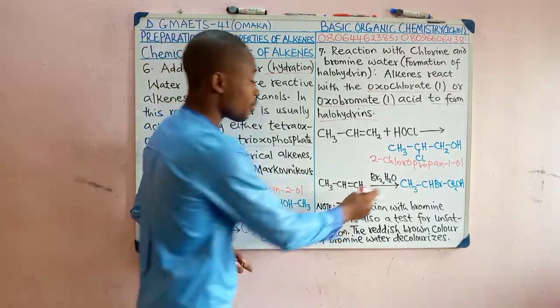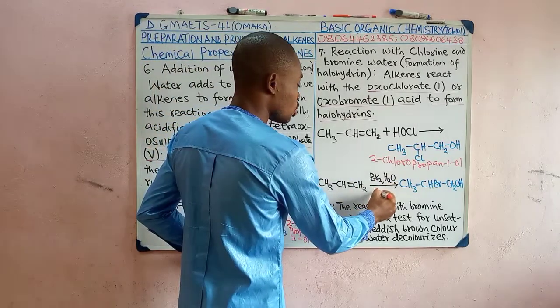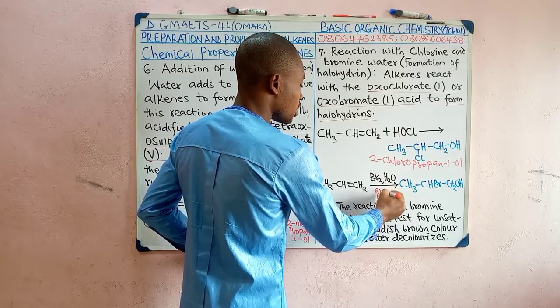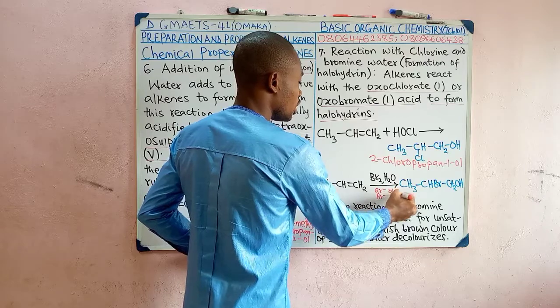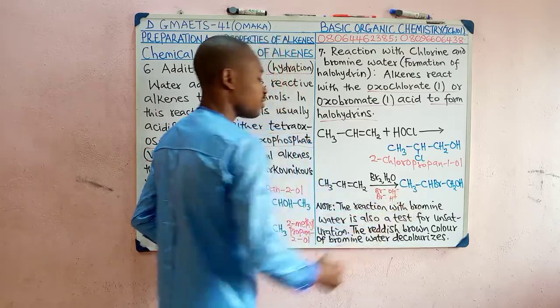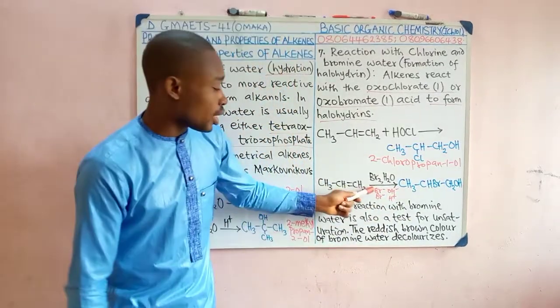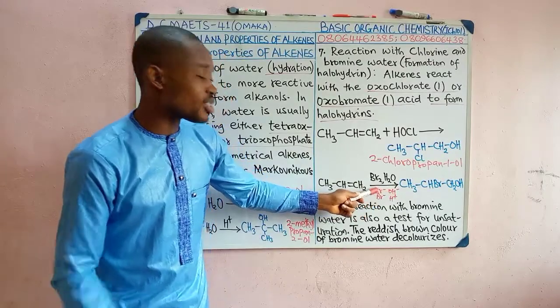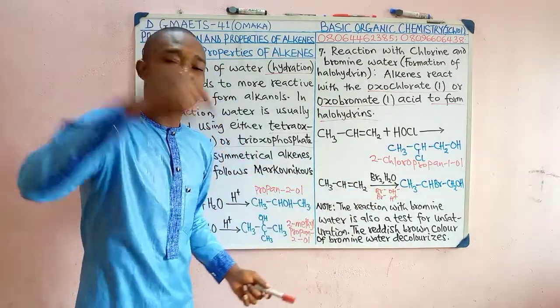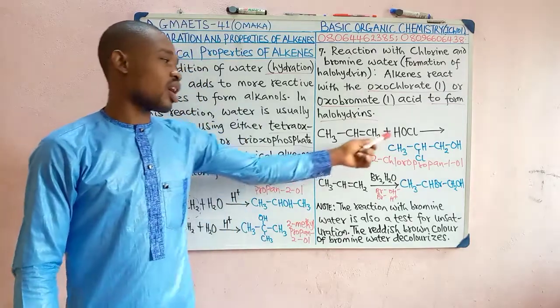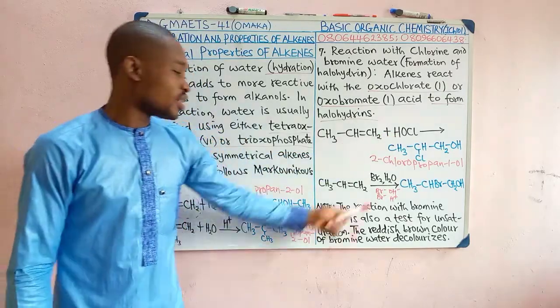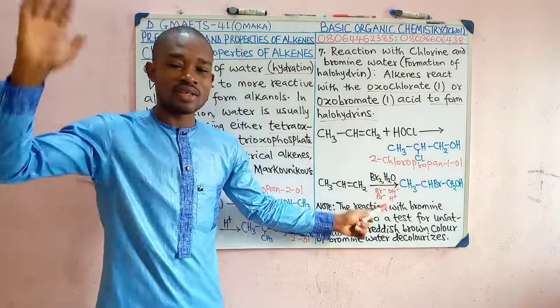is formed. For example, in this case, this bromine will split to Br negative and Br negative. Is that okay? Water will split into OH negative and H positive. Is that okay? Then this bromine and this hydroxyl will react to form that oxobromate 1 acid, HOBr, just like you have HOCl. Is that okay?